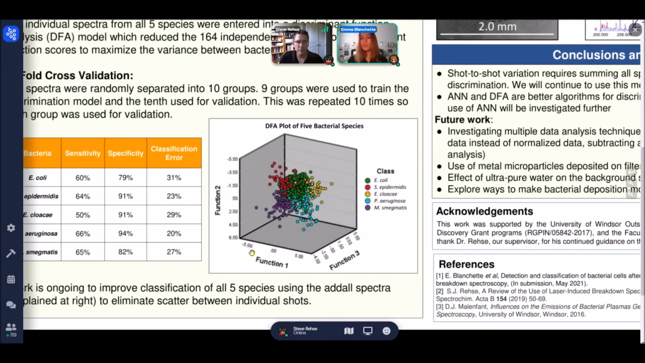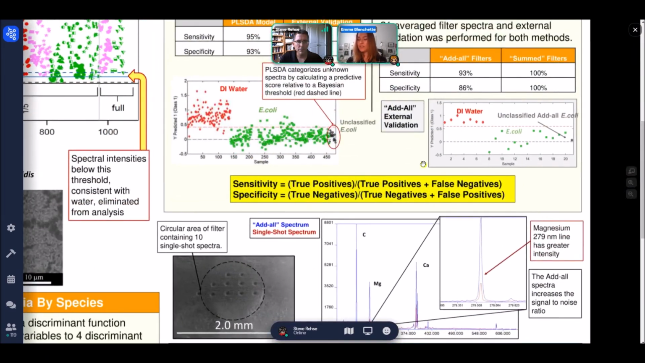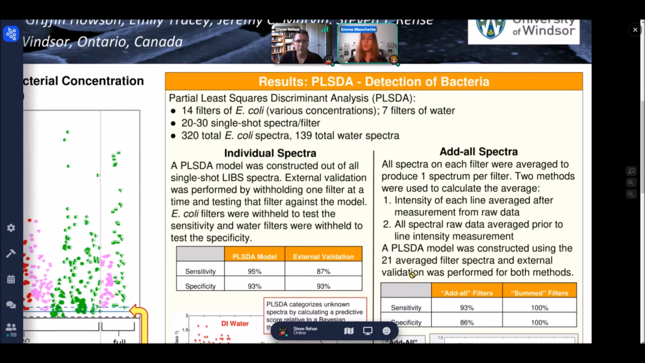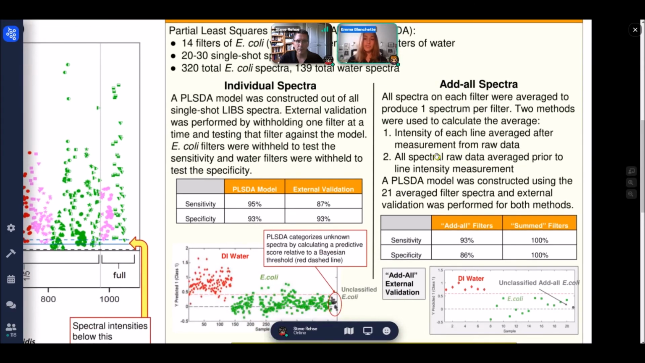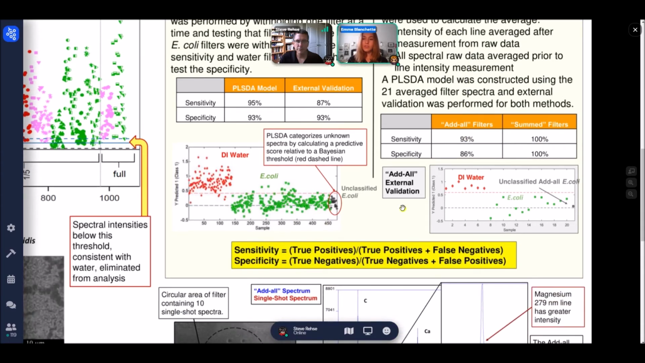And finally, we come over to PLSDA detection of bacteria. So here we wanted to use partial least squares to determine the difference between bacteria and water. We just want to see if bacteria is there, basically. This particular analysis was run between water and E. coli bacteria. First we started with trying to discriminate between single-shot LIBS spectra. The results are shown in this table here to the left, and you can see that the sensitivity and specificity for the model was quite high, but when performing external validation on that model, the sensitivity decreased.